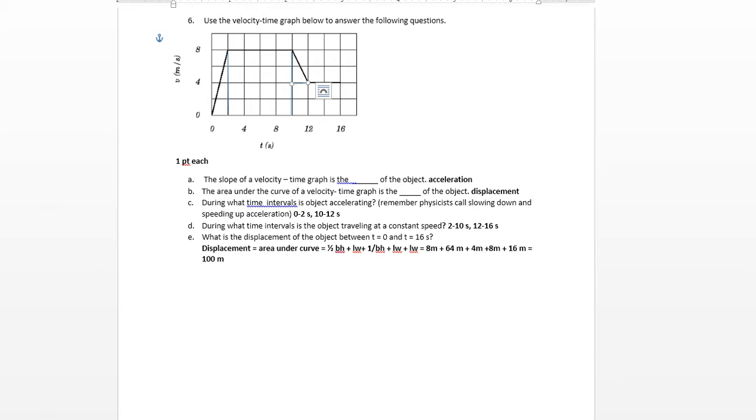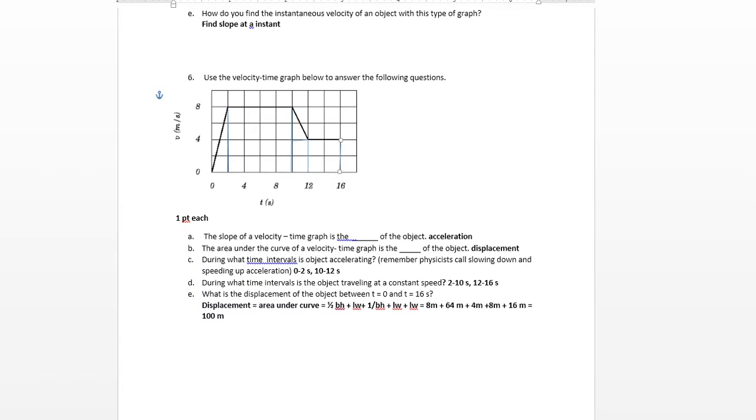And then I would find the area of this little rectangle, which would be 2 times 4, which would be 8. So I've got 4 and 64 and 2 and 8. And then finally, I have this here, which is 4 times 4, which is 16. And when you add all of those areas up, you get an area of 100 meters. And I've shown you the work here for that. So it's really not that hard to use these graphs, but you do have to memorize how to use each type of graph.